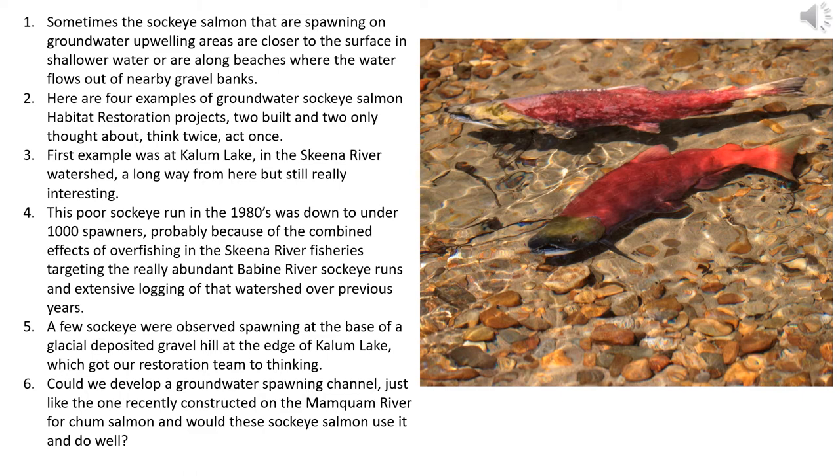So during a review of the watershed, looking at habitat restoration opportunities for salmon populations at risk, a few sockeye were observed spawning at the base of a glacially deposited gravel hill at the edge of Calum Lake. So you can imagine this is a glacial modified landscape and a high gravel bank reaching high in the sky, all deposited by the glaciers. But that gravel was very porous when it rained and the snow melt and the creeks flowed over this deposit. Much of the water went into the ground and it upwelled or discharged at the base of the hill at the edge of Calum Lake.